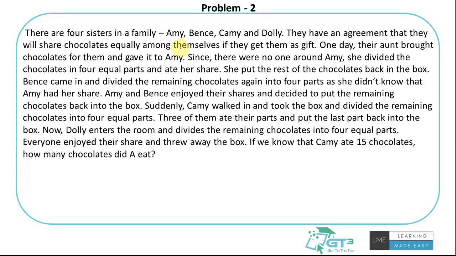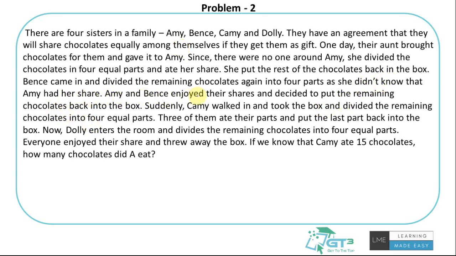Now she put the remaining chocolates, the 3 parts that she kept for her sisters, back into the box. Then B came in and divided the remaining chocolates, right? Without knowing that A ate her share, she is now again dividing the remaining chocolates into 4 parts, as she did not know that A had had her share.